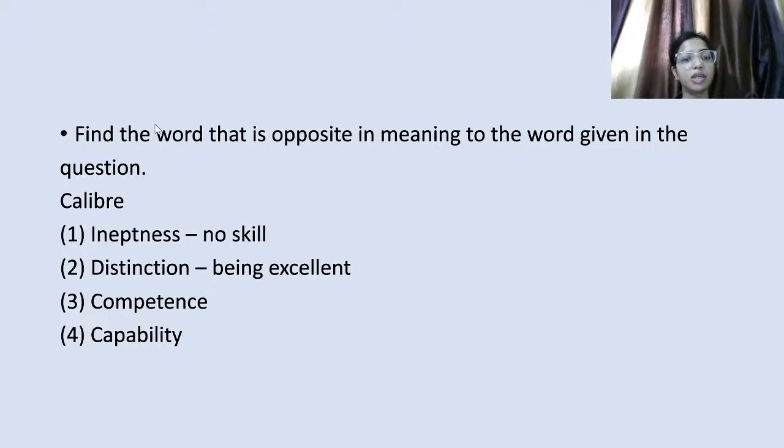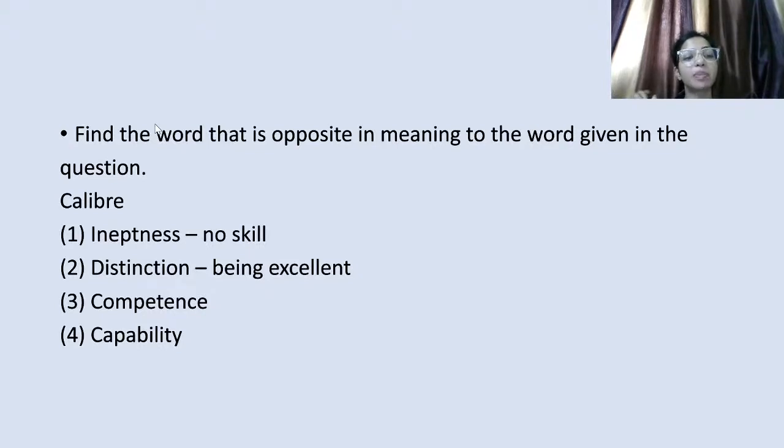Next, distinction. I'm sure you must have heard that when you say I scored a distinction, it means I scored really well. Distinction is a category of marking in a lot of schools and colleges, especially in the times of our parents. So, distinction means being excellent. Next is competence. Competence is the skill or ability to do a thing. So, competence also means the same.